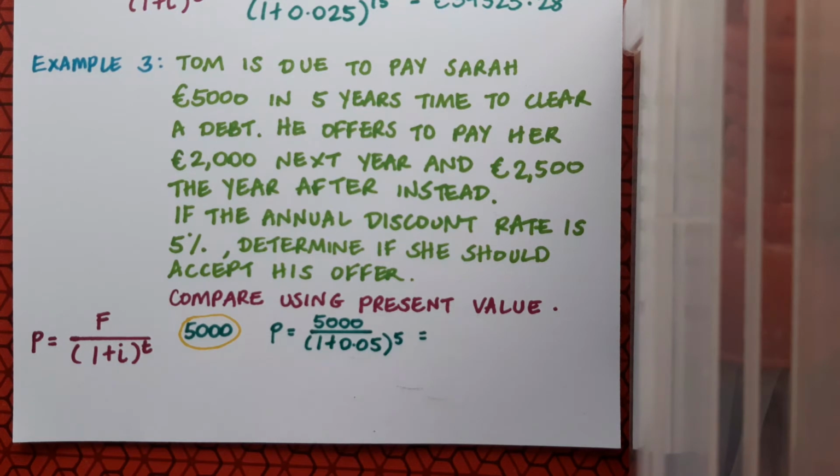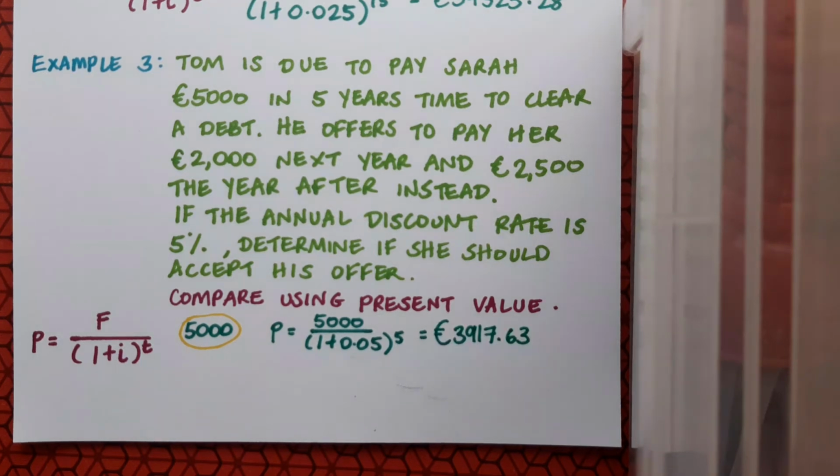So I'm taking that 5,000 figure first. To work out the present value of the 5,000, I'm going to put in T is equal to 5 to bring it right back to now. And that comes out as 3,917.63. So that means that if I had that amount of money, the 3,917.63, and I stuck it in the bank now for 5 years at 5%, it would come out as 5,000.